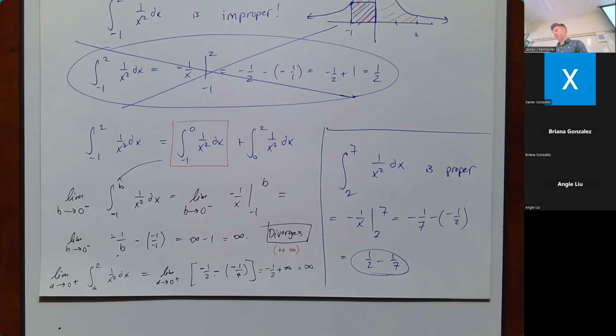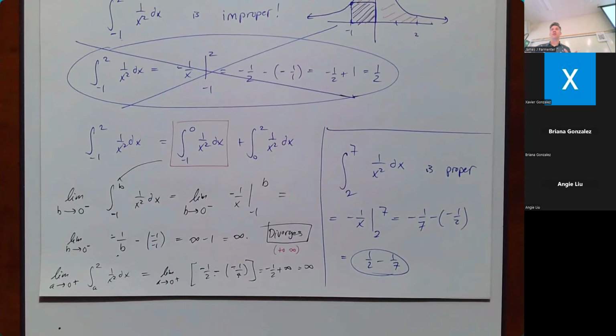I will also point out, if this had been an infinity and a negative infinity that were added together, all we could say is it diverges. You can't say to what if one piece is infinity and another piece is negative. Okay.